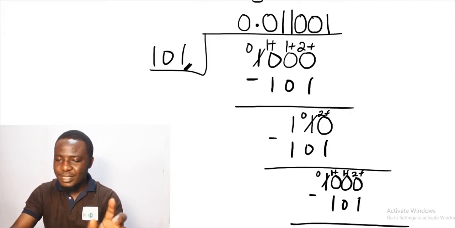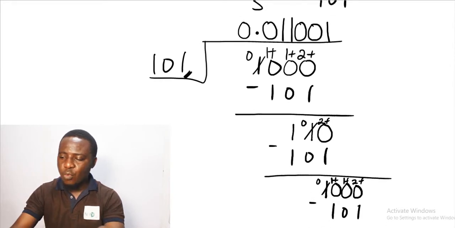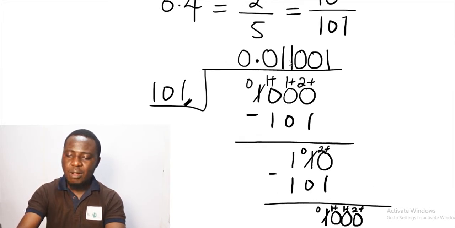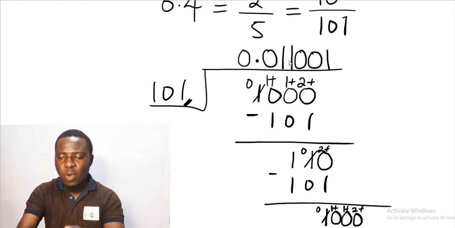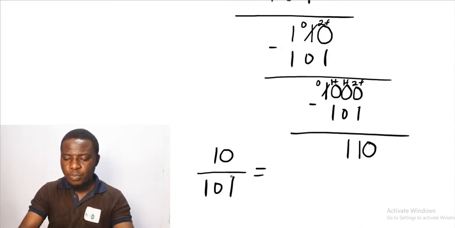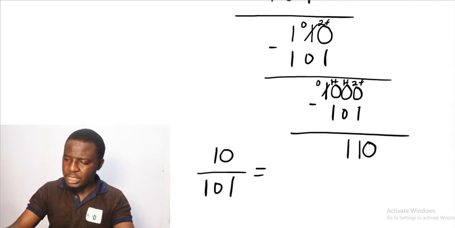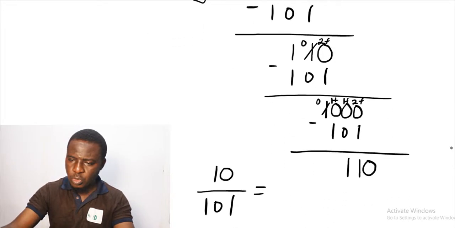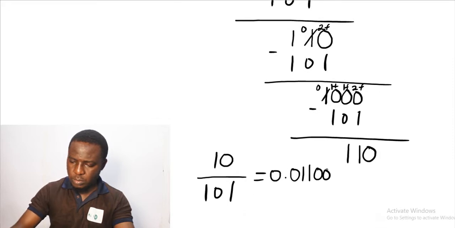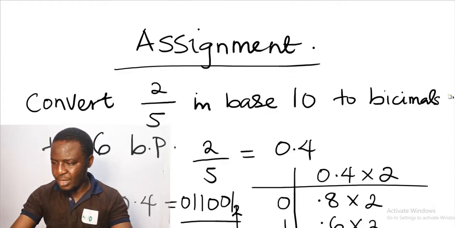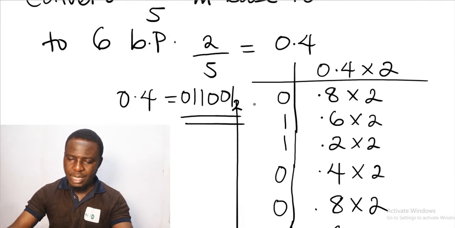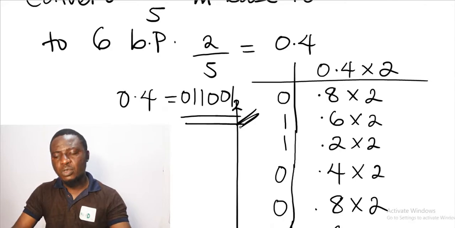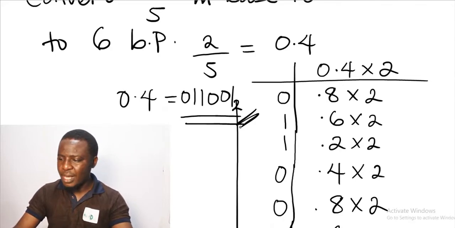Okay, remember the question says we should work to the 6th decimal place. So at this point, you are required to stop. So 10 divided by 101 is said to be equivalent to 0.01101 base 2. And if you look at the first method that I used, it was the same thing that we got. So any of the two methods will still give you the same answer.